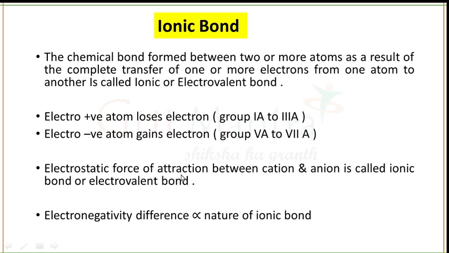So basically, the electrostatic force of attraction between cation and anion is called ionic bond. This ionic bond is also known as electrovalent bond. If you want to see the nature of ionic bond, if you want to know the strength of ionic bond, you should know about the electronegativity difference of these two atoms which make a particular molecule.